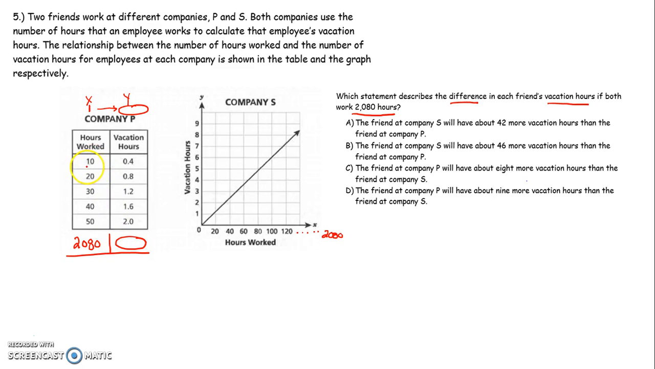So I would just look here. I know after 10 hours, I earn 0.4 vacation hours. So I might set up a ratio. Hours worked to vacation hours earned.